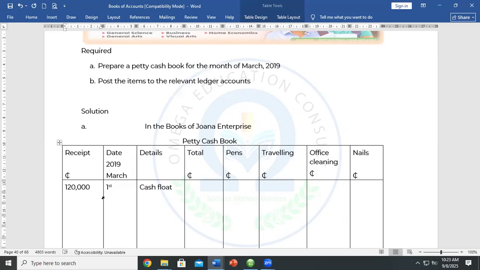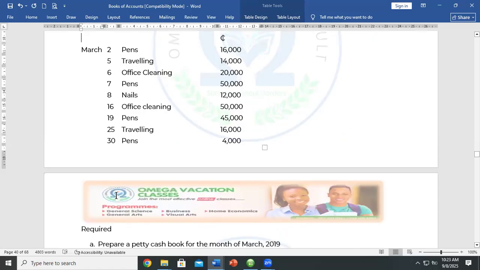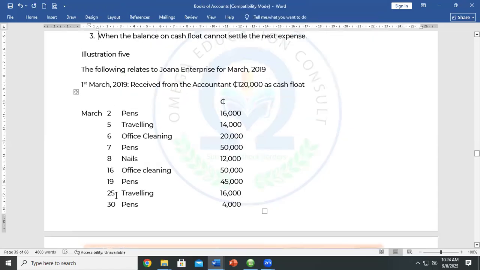Now, after recording your receipt, you go on to spend. But you have to be careful. What are the conditions for reimbursement? In this question, we're not told anything. So it means that as we spend, if we get to a point where the money cannot cover the next expense, we have to stop and reimburse. At that point, professors, you balance the petty cash book with your carry down, brought down, and then you give the cash float, which is the total which has been spent. Then you move on.